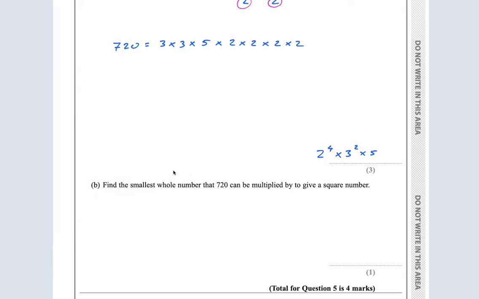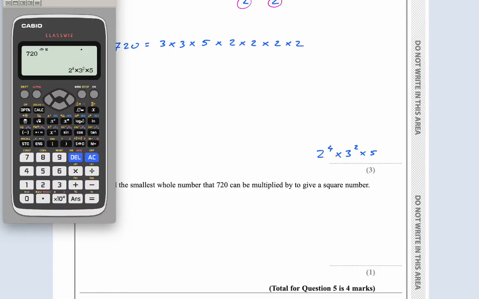Okay. Find the smallest whole number that 720 can be multiplied by to give a square number. Okay, so guys, this is only worth 1 mark. There is no fancy way of doing this, certainly, that is worth 1 mark. So I'm just going to do it like this. Firstly, 720 times 1. Is 720 a square number? No. If you want to check, you just do the square root of 720. If it's a square number, that will be a nice whole number. It isn't. So I do 720 times 2. Is that a square number? No. You can check it, but it isn't.